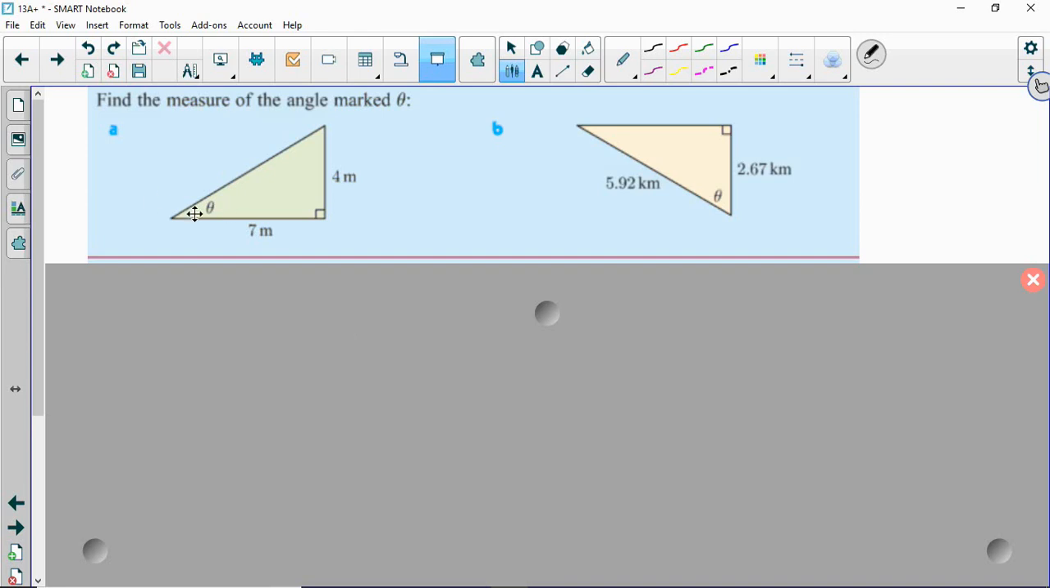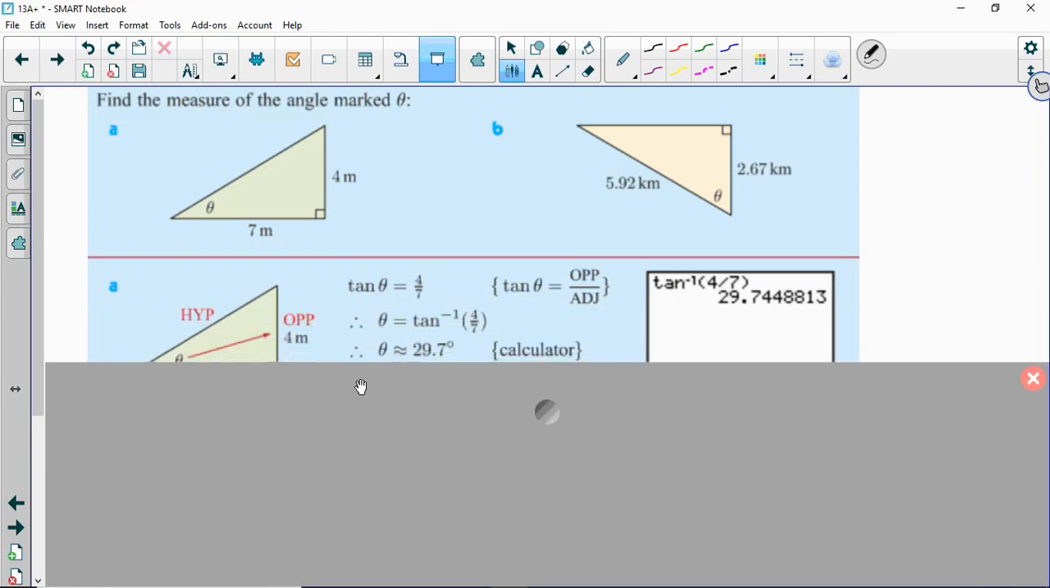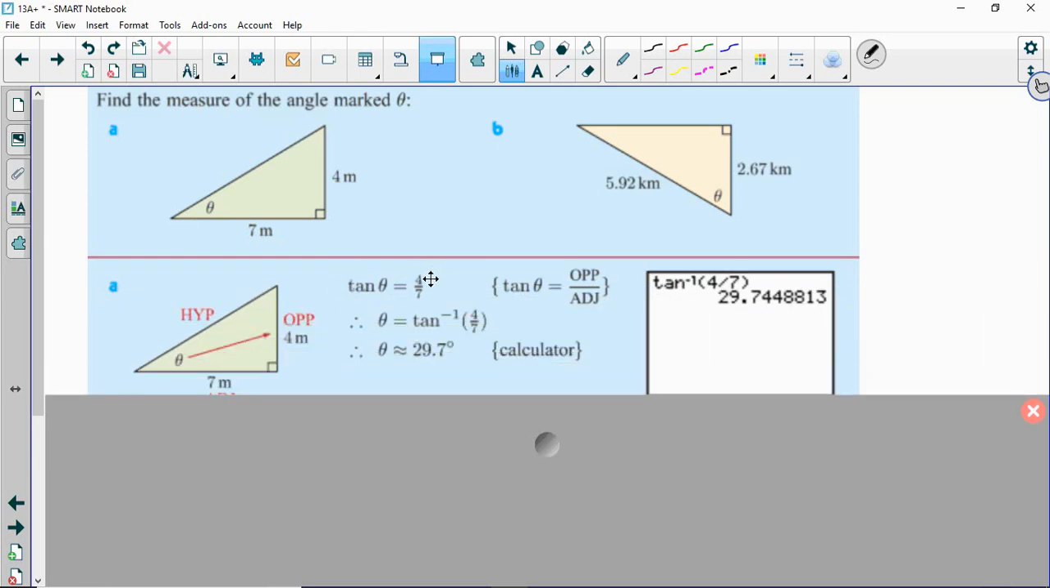We want to figure out this angle. So I look at the triangle. I've got opposite and adjacent, so that tells me we're going to use tangent. So I write tangent of theta is equal to 4/7. If I want to know what theta is, I go to my calculator, I access the inverse tangent, and then I put 4/7 in the parentheses, press enter, and I get my answer, 29.7 degrees.